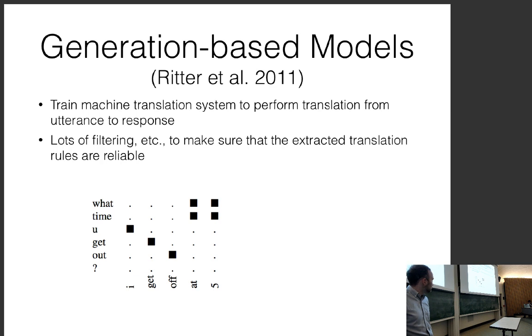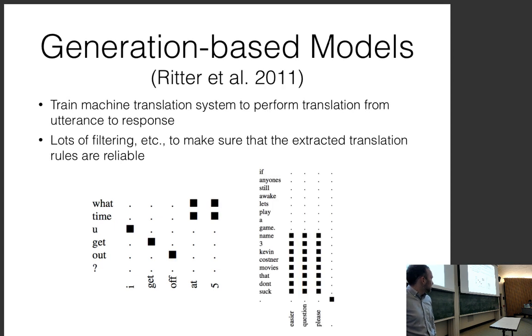So "what time is it" is one chunk, and "at 5" is the answer to this. "U" gets translated into "I", "get" gets translated into "get", and "out" gets translated into "off". So you can see that this is kind of a nice example where it lines up well. However, there's other examples.